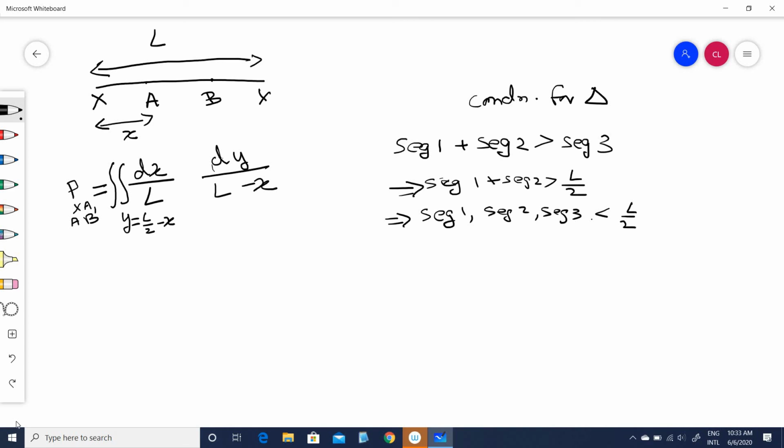And what about the upper limit? We know that the upper limit for any segment has to be L by 2, which comes from the second condition mentioned here. Therefore, Y has to be between L by 2 minus x and L by 2, and x can be between 0 and L by 2. So this is the double integral we need to do.